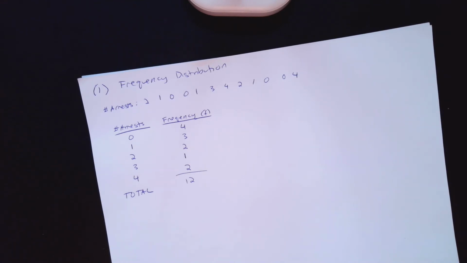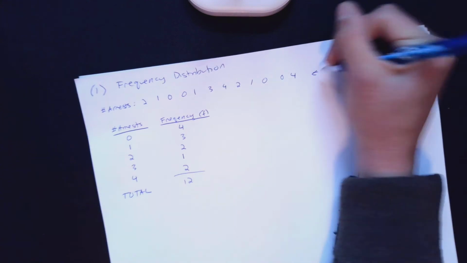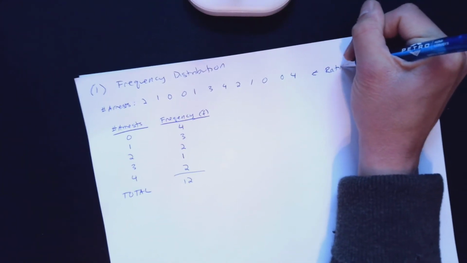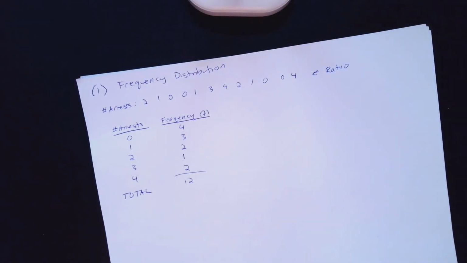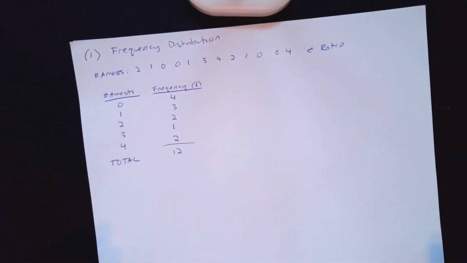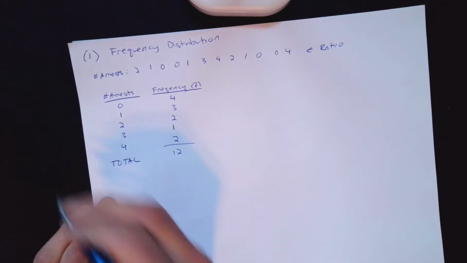And you'll notice here that this is a ratio level variable. So we can put number of arrests in order from least to most. 0 arrests is less than 1 arrest, and so on. And we have a true 0 point where 0 arrests refers to no arrests. But you can also create frequency distributions for other types of variables. So I'm going to give you an example that has an ordinal level variable.